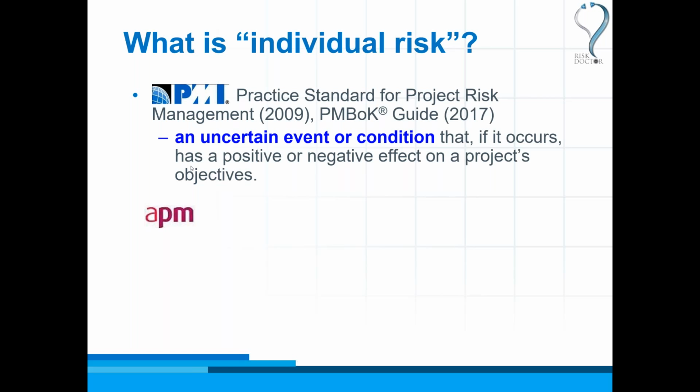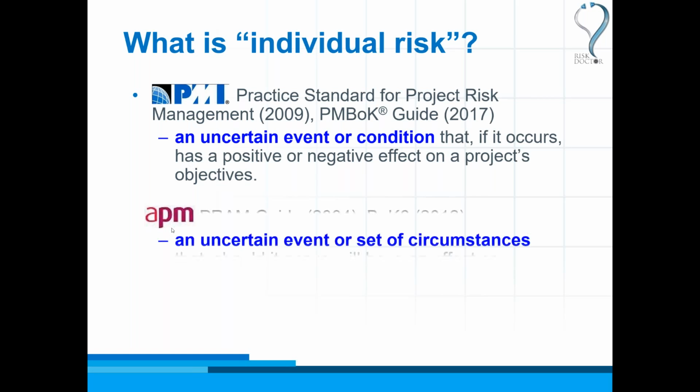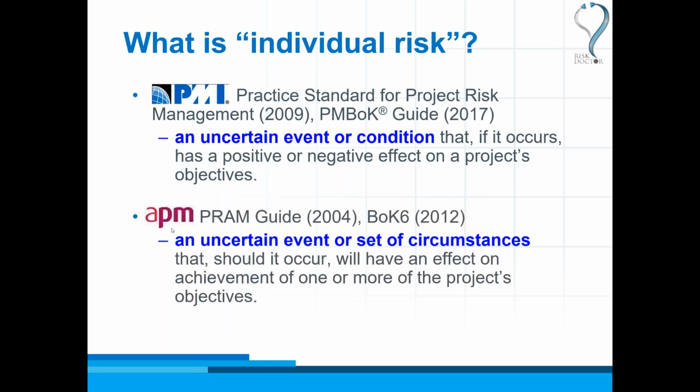In the UK, we have the Association for Project Management, the APM, and they also have a standard and a body of knowledge. And in the standard and body of knowledge in the UK Association for Project Management, we have a similar definition of individual risks. It's an uncertain event or set of circumstances that, should it occur, will have an effect on achievement of one or more project's objectives. So that's individual risk, and we understand those things. Those are the things that we identify and list in our risk register.